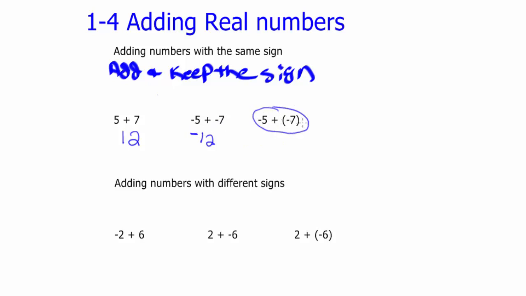This is the exact same problem. It just has the parentheses, which tends to throw people off. Since there's this addition sign, you're still adding. You're not multiplying. So this is also negative 12. Okay, I just like to put that in there because sometimes people get confused.